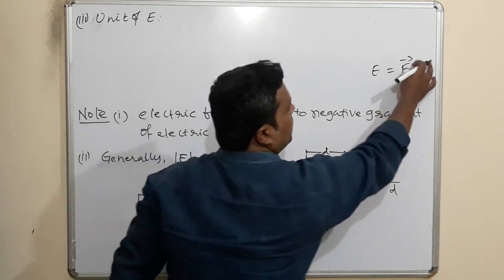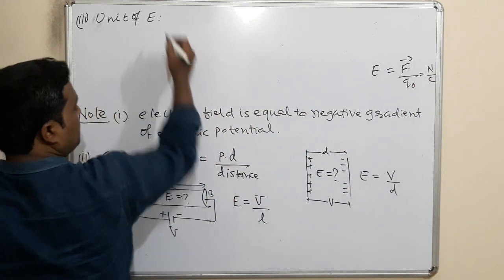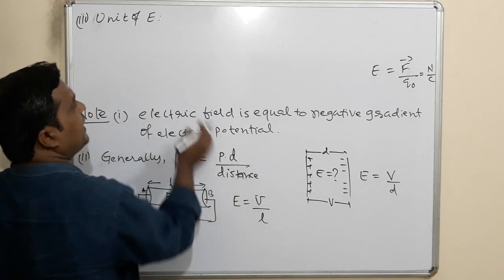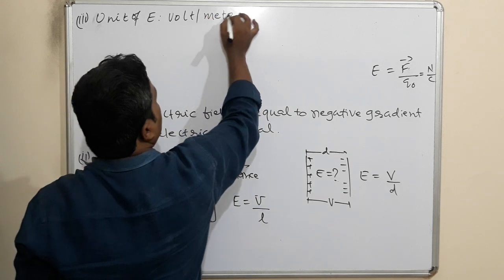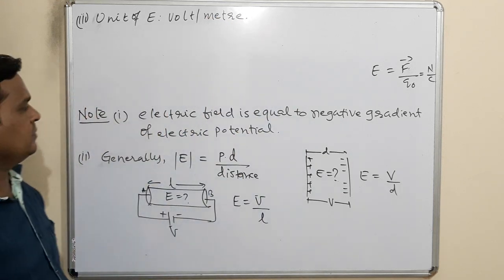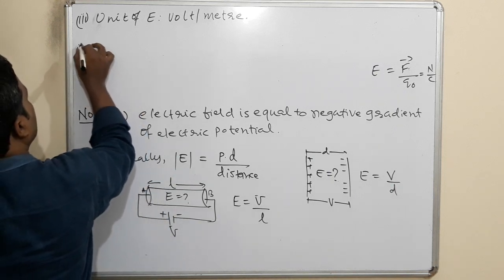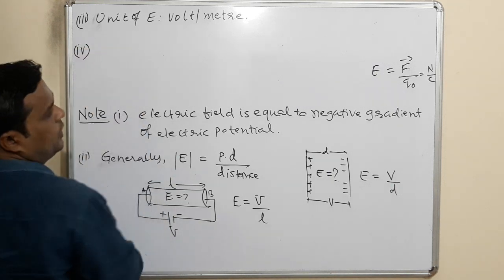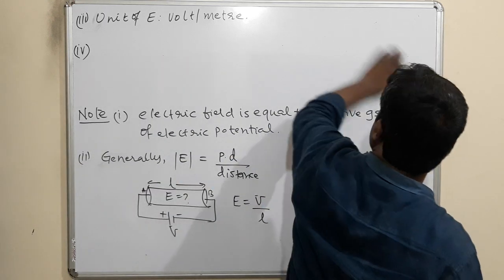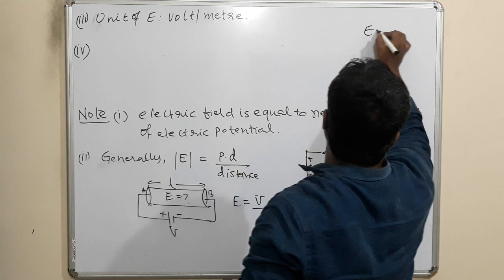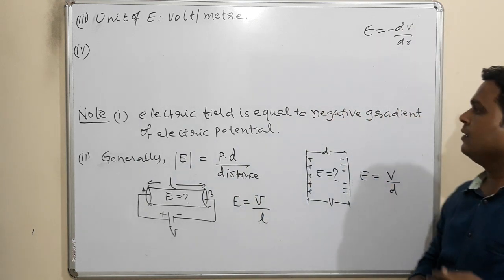From the first formula, the unit is newton per coulomb. From this formula, it will be potential difference by distance, so it will be volt per meter. This is another point we know. Then, what is the importance of the negative sign in this equation? Whatever equation we have written, E is equal to minus dV by dr.